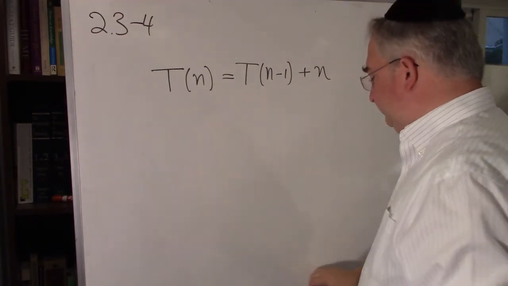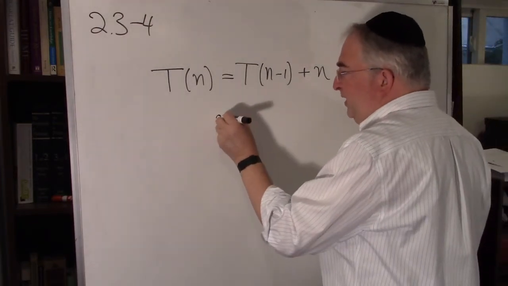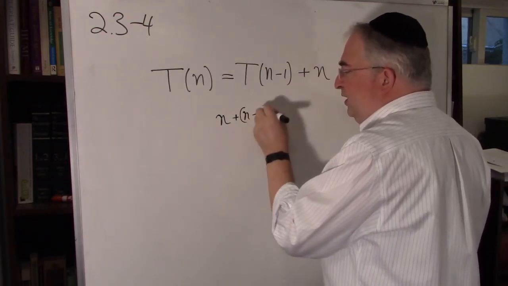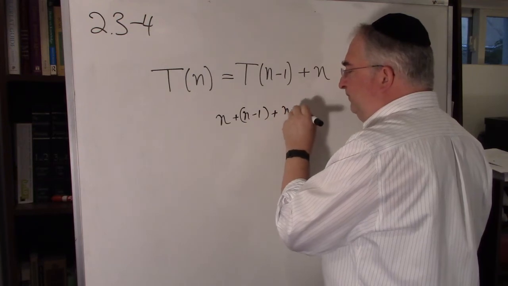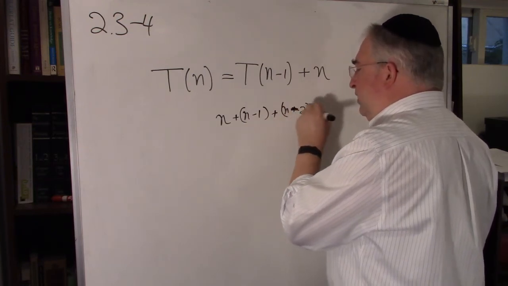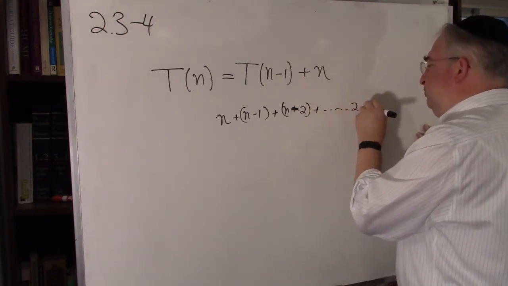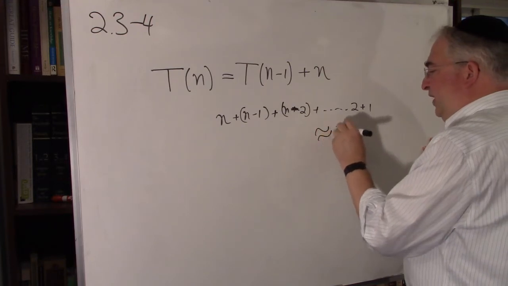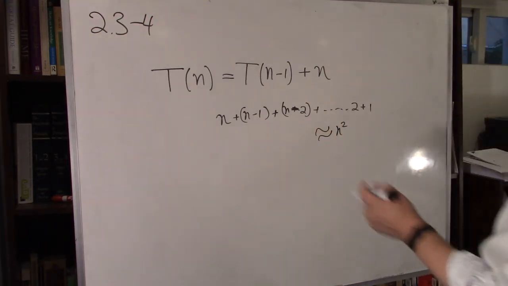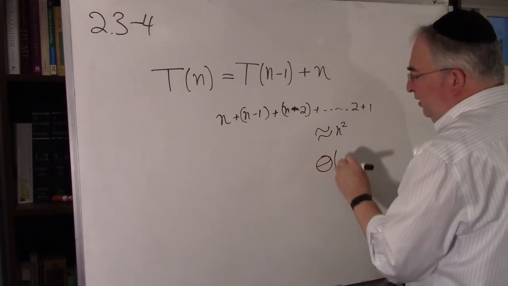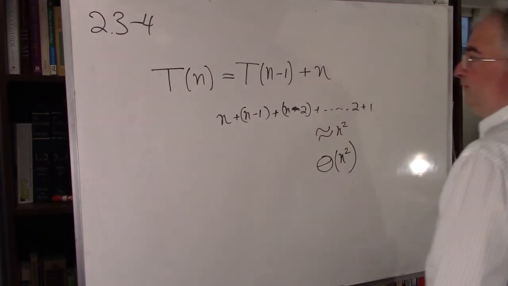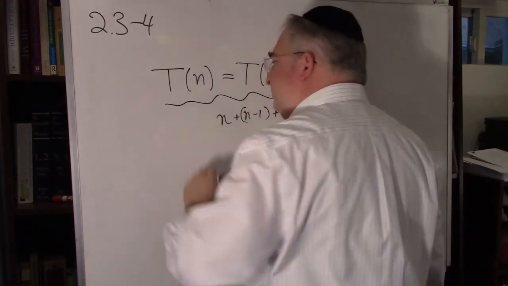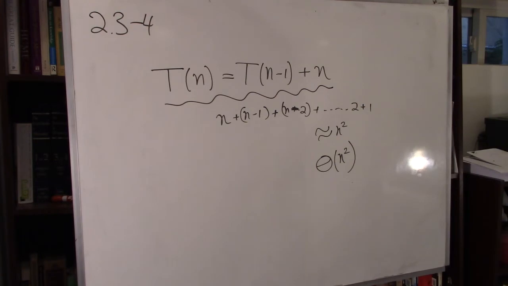Well, it's going to turn out that you're going to first do n, then you're going to do n minus 1, then you're going to do n minus 2, and then you're going to go all the way down to 2 plus 1. Okay? And that is about n squared. Okay? So theta of n squared. Okay? We're going to see a lot more of this in chapter 3 and 4, where we talk about these recurrence formulas.